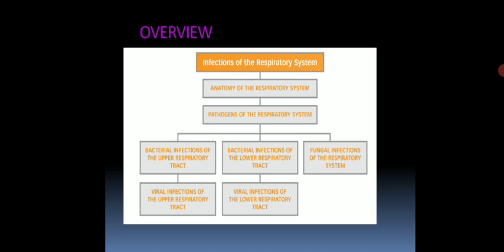In the overview of this lecture, we're going to see first the anatomy of the respiratory system, then the pathogens of the respiratory system. In that we'll study different kinds of bacterial as well as viral and fungal pathogens that affect the respiratory system.